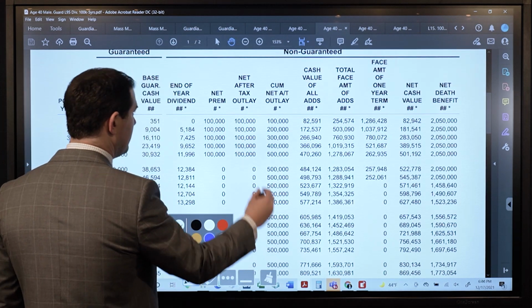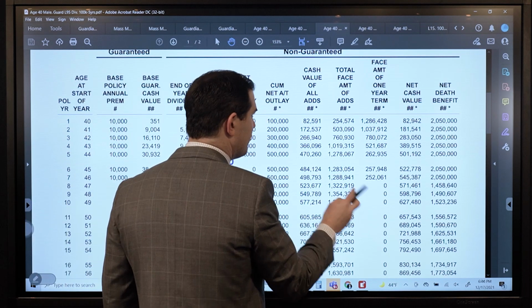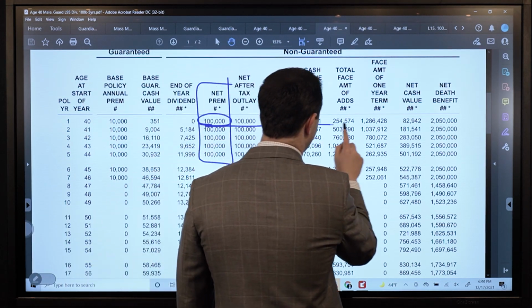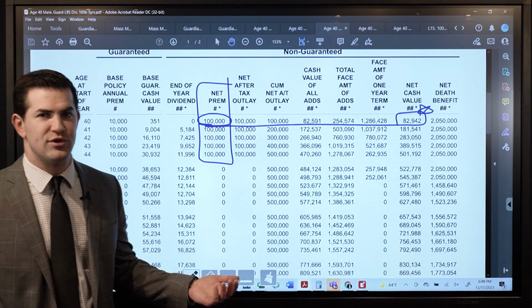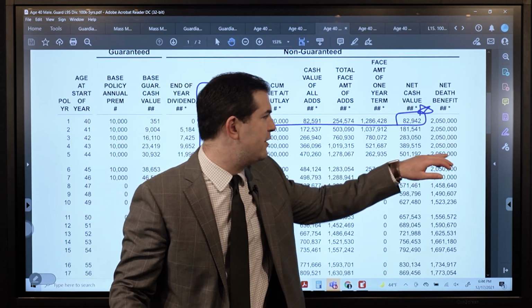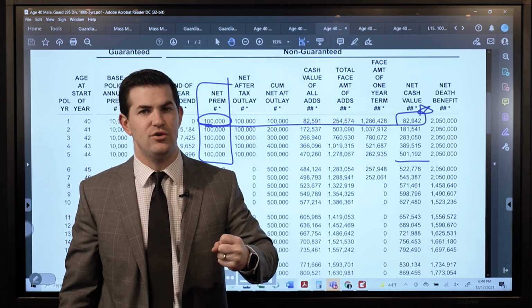So here we go. There's the funding. Where's the money going? The premium we had up in red, $10,000. There's the cash value right off the bat, about 83%. Break-even point, year 5 in this example. I've paid in $500, and now I have $500.